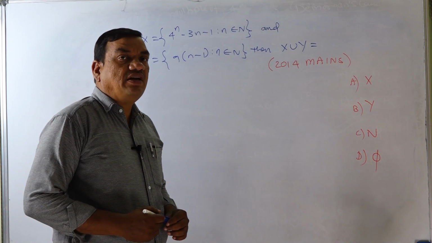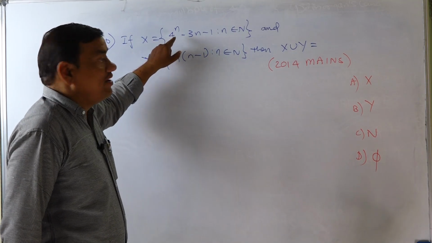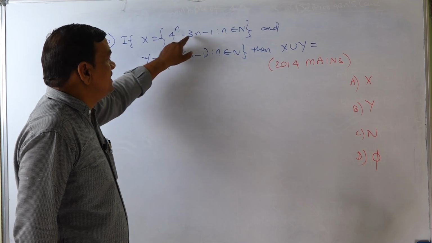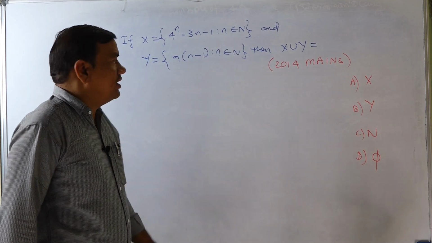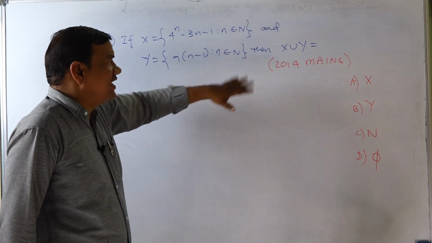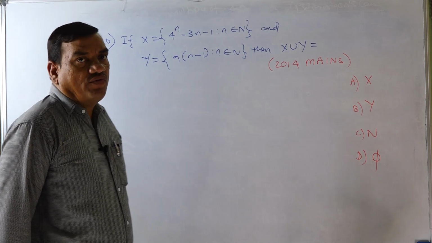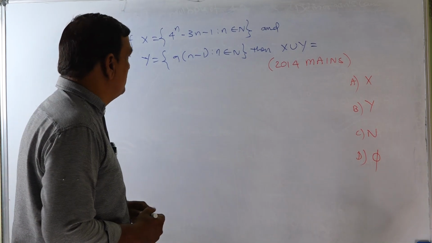Dear students, welcome to the 10th problem. If X is a set containing the elements 4 power n minus 3n minus 1, where n belongs to natural numbers, and Y is the set 9 times n minus 1, n belongs to natural numbers, then X union Y is equal to how much? This was asked in the 2014 mains, a very easy problem.